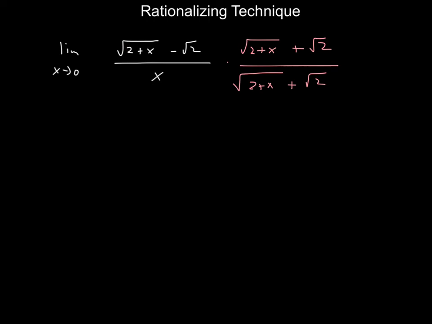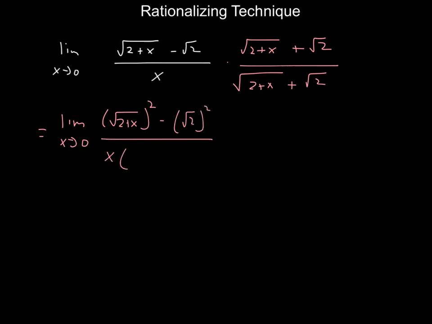A minus b times a plus b. Well, when you multiply that out, that was a squared minus b squared. So in this case, what I'm going to get, this is going to equal the limit as x approaches 0 of, when you have that situation in the numerator, it is going to be the square root of 2 plus x, that thing squared, minus the square root of 2 squared, all over x times the square root of 2 plus x plus the square root of 2.